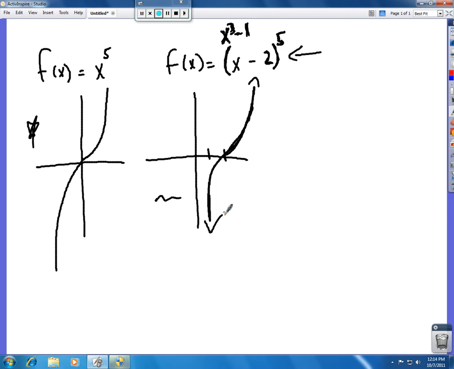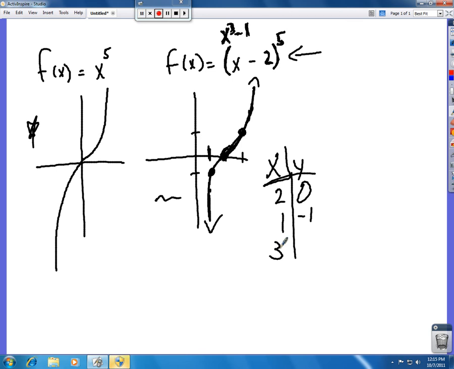Okay, and you can validate this by doing an XY table and choosing some points. Because 2 is our origin, just to check this, you plug 2 in for x, so 2 minus 2 is 0, and 0 raised to the fifth power is 0. So obviously this point here is accurate, and I can guarantee you all of these points along this graph are also accurate. So if you chose 1, you would get what? You would get negative 1. So at 1, you're going to be sitting right here at negative 1. At 3, you're going to be sitting right here at positive 1.